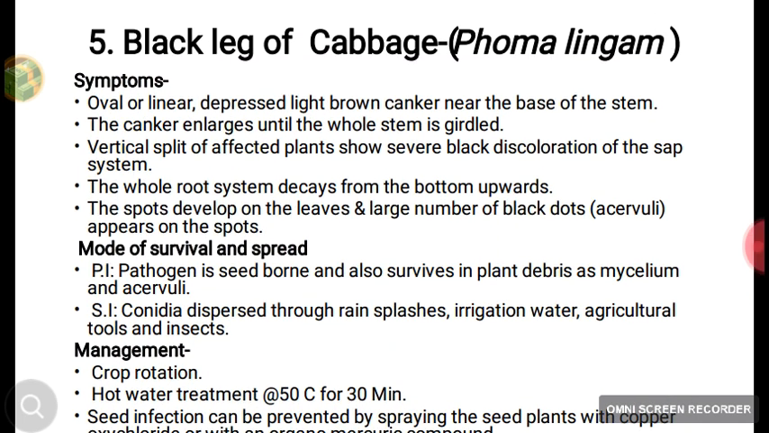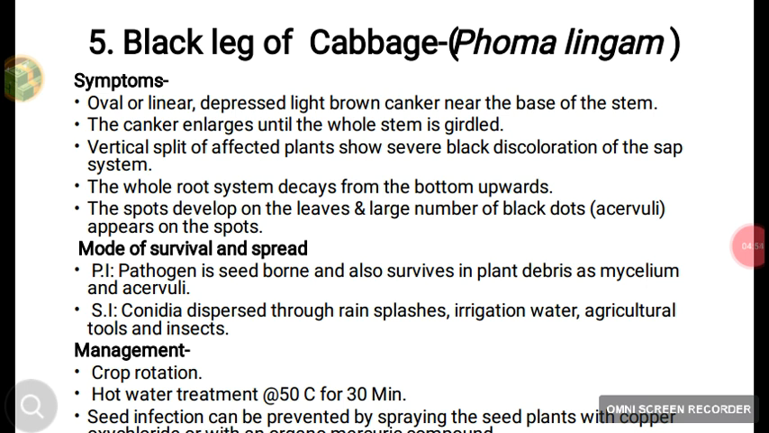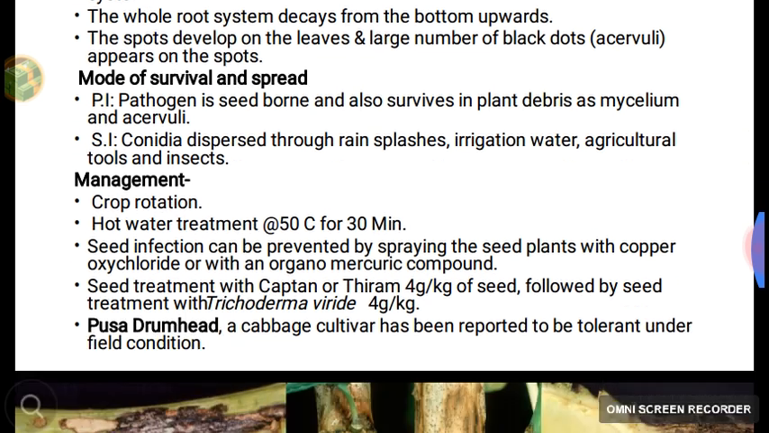Next is black leg of cabbage, which is the most important disease in case of crucifers, caused by Phoma lingam. Here, oval or linear depressed light brown canker-like symptoms occur at the base of the stem. Near the base of the stem, it becomes black in color. A vertical split may also occur, which shows black discoloration of sap. The whole root decays from the bottom upwards.